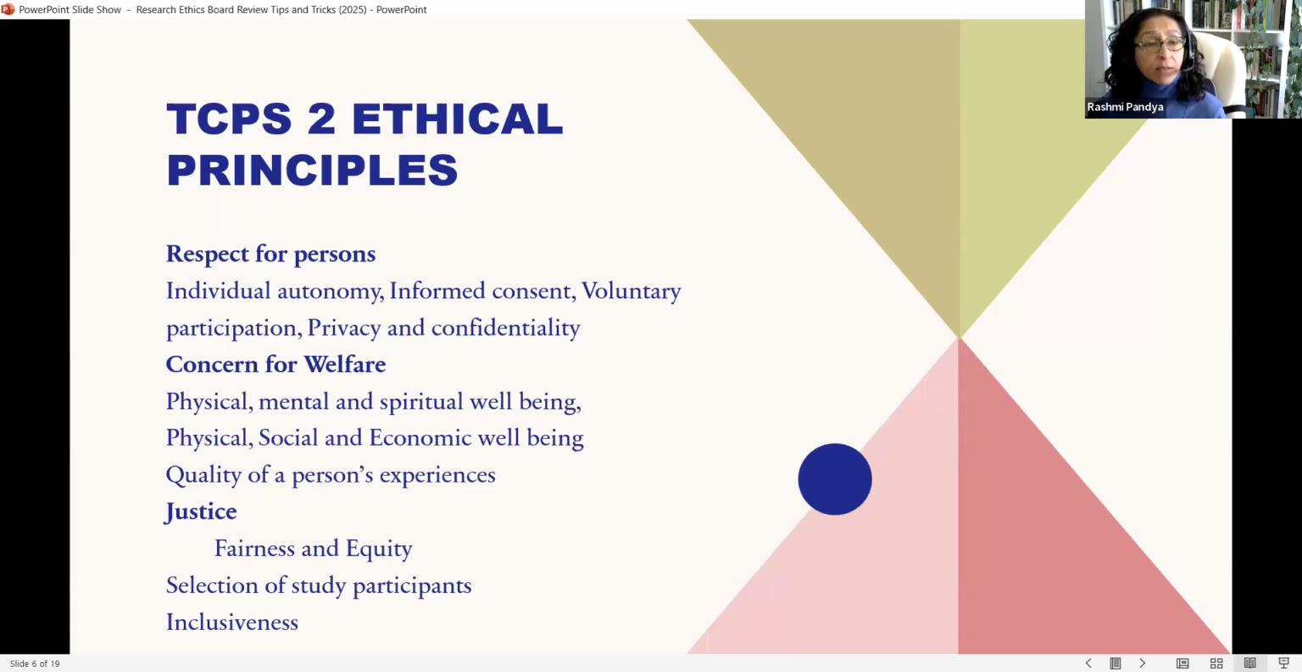The second is concern for welfare of participants. What this means is the physical, mental, spiritual well-being of participants, the physical, social, and economic well-being of participants, and the quality of a person's experiences within any research. The third is justice, which is becoming much more a key theme and is being emphasized now even more in Tri-Council funding. This would deal with issues of fairness and equity when we are talking about who is included for participation in a study.